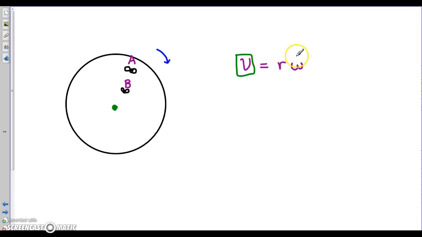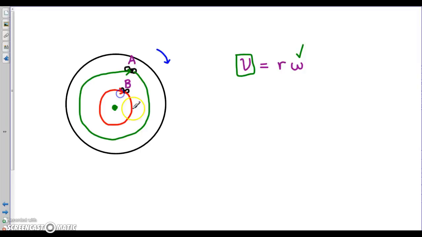They have the same omega. How do we know that's true? How do we know they have the same omega? Well, because they're both circling at the same rate, and the time it takes A to return back to where it started, B will also get back to where it started. So both of the flies travel the same theta, the same angle, per second.